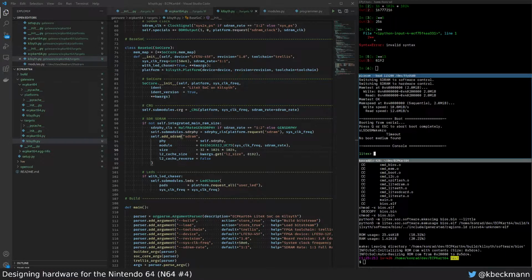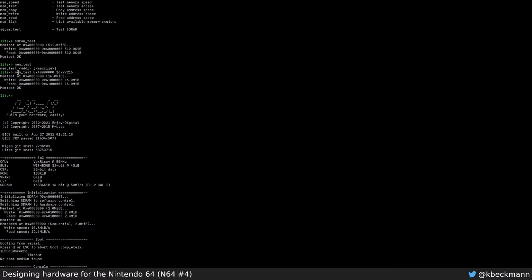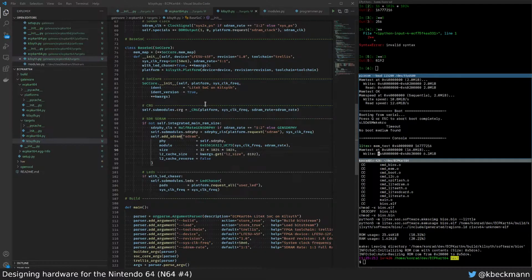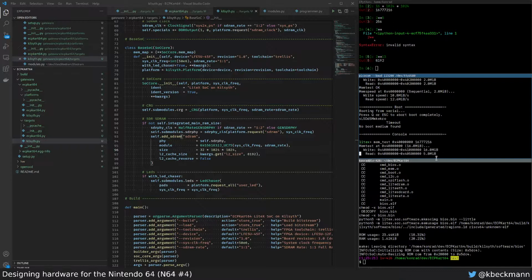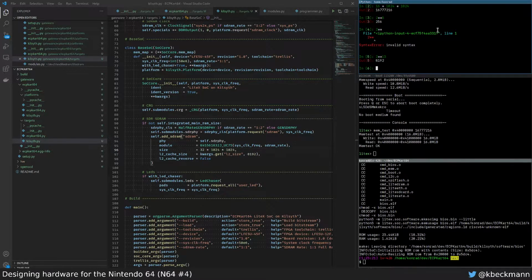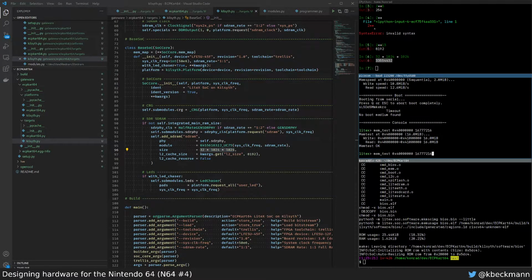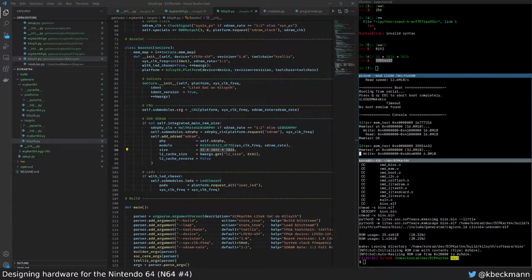Right, so now we could actually run the mem test again, just to test that we still have 16 megabytes, and that seems to be the case. And now I want to do 32 megabytes, see if that works. So, no, it does not. Okay, so now the question is, why doesn't this work? What happens now is that it stalls for some reason.